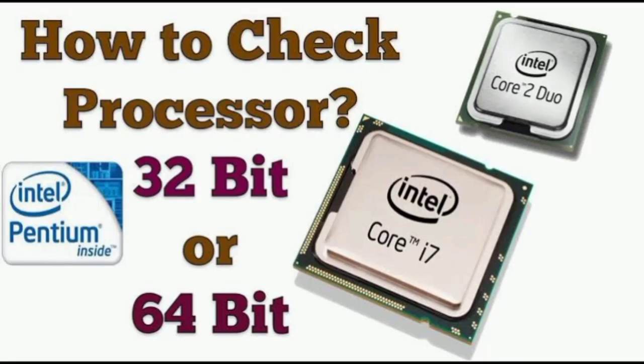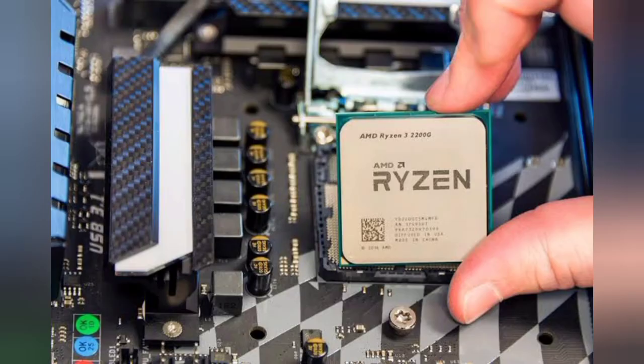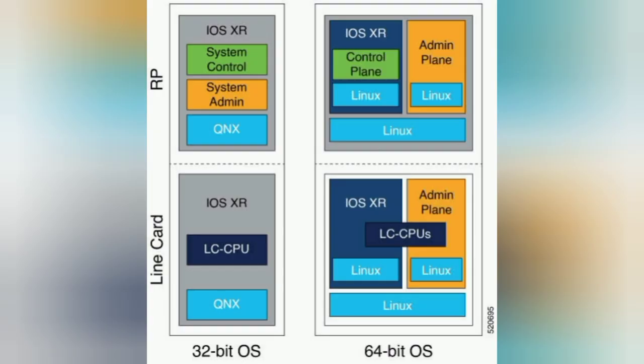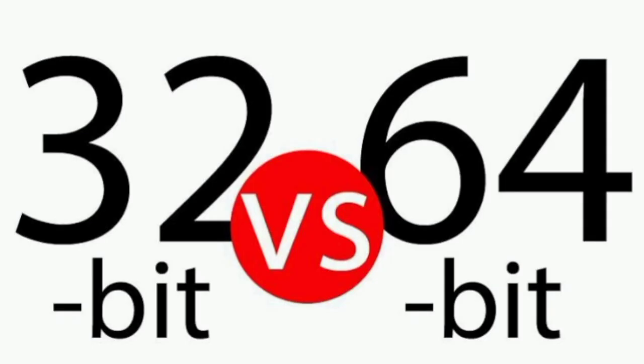Differences between 32-bit and 64-bit operating system. In computing, there are two types of processors existing, that is 32-bit and 64-bit processors. These types of processors tell us how much memory a processor can access from a CPU register.